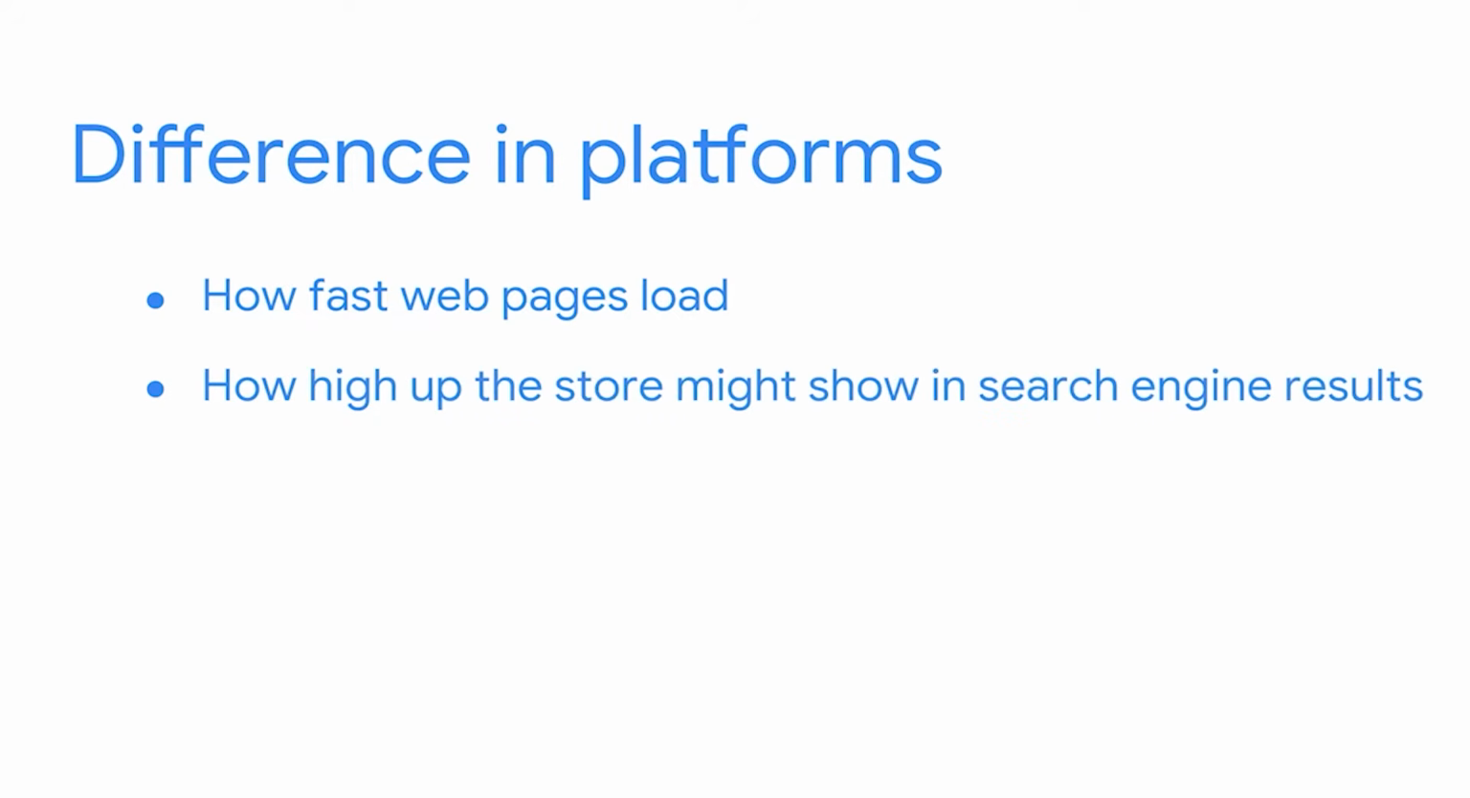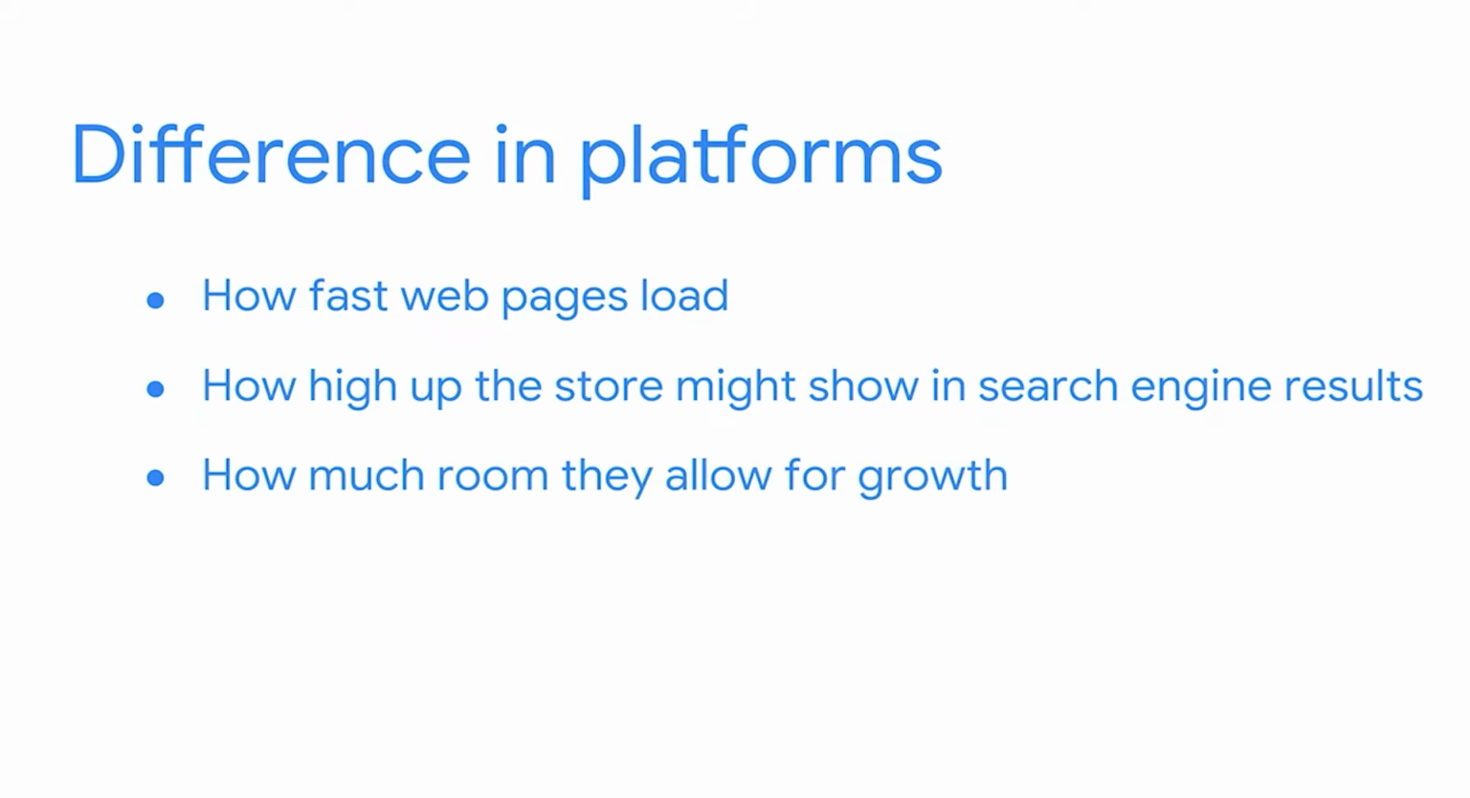Another thing to consider is how high up the store might show in search engine results. Showing up higher in the search results typically leads to more visitors, as you learned earlier. The search engine optimization, or SEO, capabilities of a platform can impact how well the store performs in online searches. Plus, the SEO keywords and phrases used on the site can also make a difference.